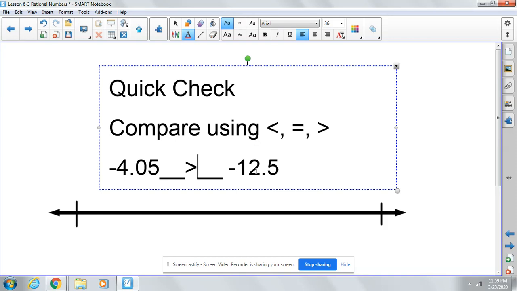So there are cases where you do not have to plot a decimal on a number line to figure it out. You can brainstorm and think, okay, where's this number going to land on a number line? Whichever number is on the right, that number is greater. Whichever number is on the left, that one is least.